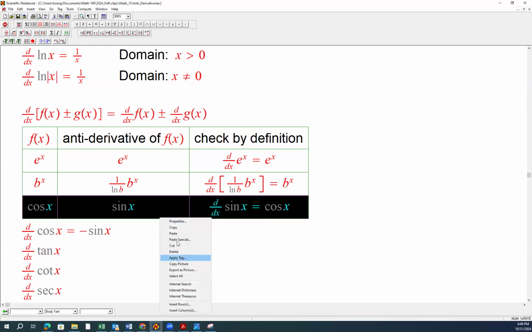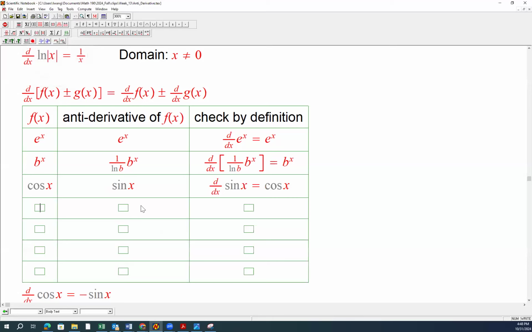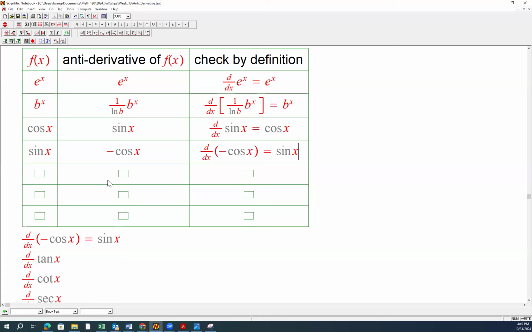Okay, so let me put some more rows. And what is the antiderivative of sine x? Right, so we're going to multiply a negative sign on both sides. So the antiderivative of sine x is negative cosine x. And the reason is such. All right, you can see we're applying the definition many times over.